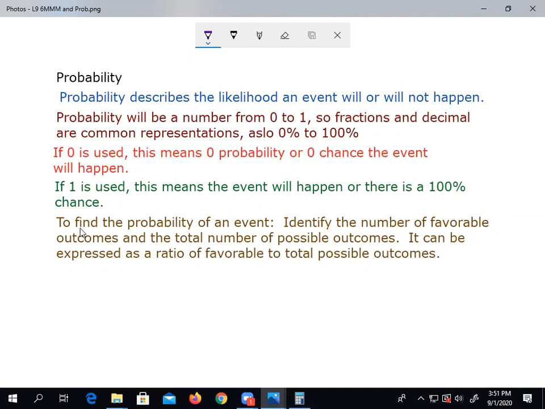So to find the probability of an event, basically this is what we will have to do. We'll have to identify the number of favorable outcomes and the total number of possible outcomes. Once we identify those, it can be expressed as a ratio of favorable to total possible outcomes. So that's going to be what we refer to as a probability. So probability is going to be most commonly written as a ratio. Because remember, ratios can be related to fractions, decimals, and percents.